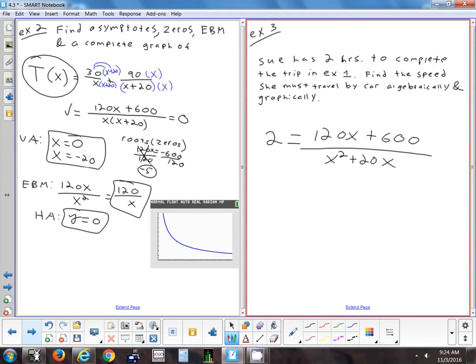Okay, how would I move the denominator to the other side? Multiply it. And be careful, because when you multiply each side by x squared plus 20x, it's a distributive property with the 2. Okay, and when you do it on the right, the denominator is gone.